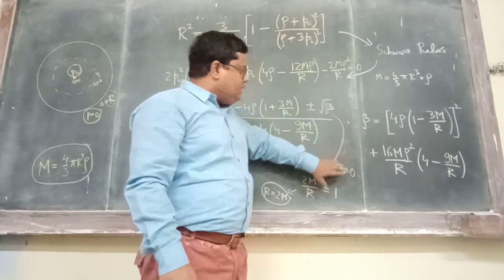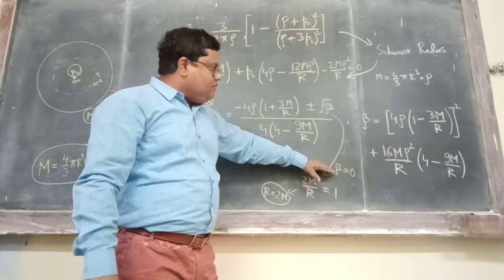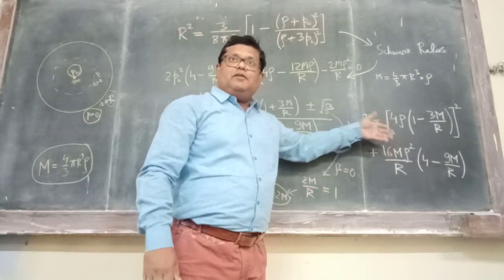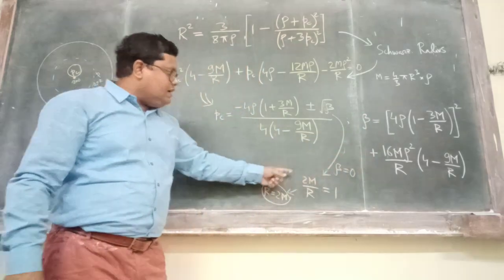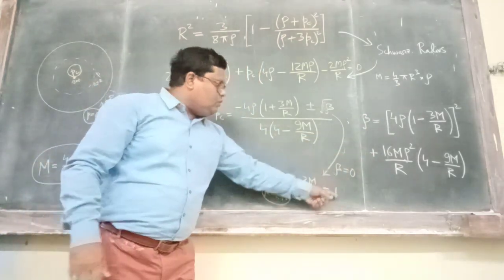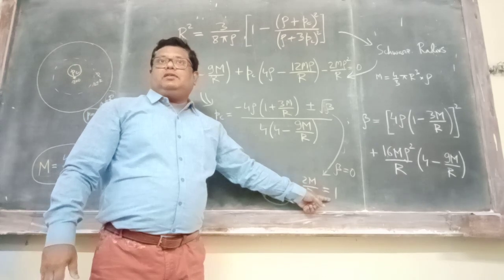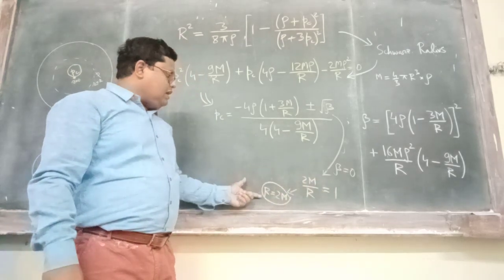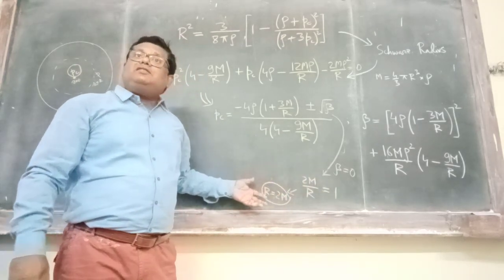So if I put beta equal to 0, you check this for yourself, you will get this sort of relationship: 2m by r equal to 1. And what does this mean? r equal to twice m. And this is the Schwarzschild radius.